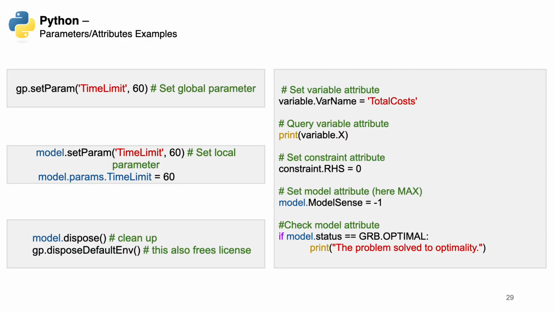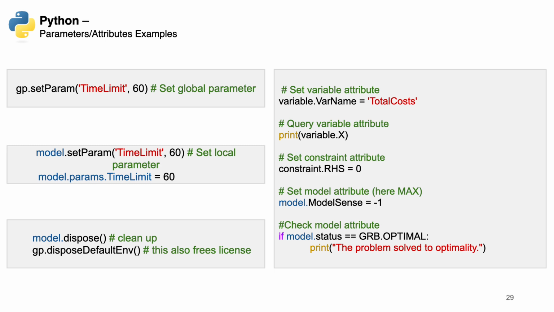Following that visual overview, let's look at the specific syntax required to manage these settings. First, we have parameters. You can set a global parameter for your entire script using gp.setParam, or as we prefer, set a local parameter for a specific model using model.setParam, or the direct model.params.timelimit syntax. This ensures your solver constraints are localized to the right problem.